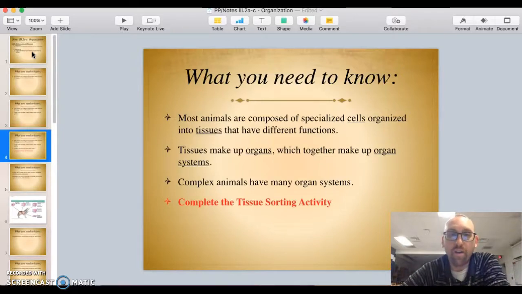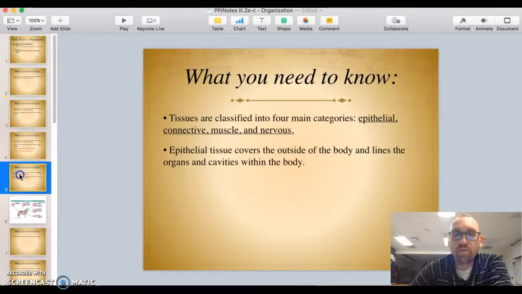Okay. So in class, we did this kind of tissue sorting activity, and then we came back. So now we're going to look at how tissues are classified into four main categories. That's what the sorting activity was on, looking at examples and trying to figure out, if you had pictures of these tissues, which group you think they go in. So you have four main tissue groups: your epithelial, your connective, your muscular, and your nervous.